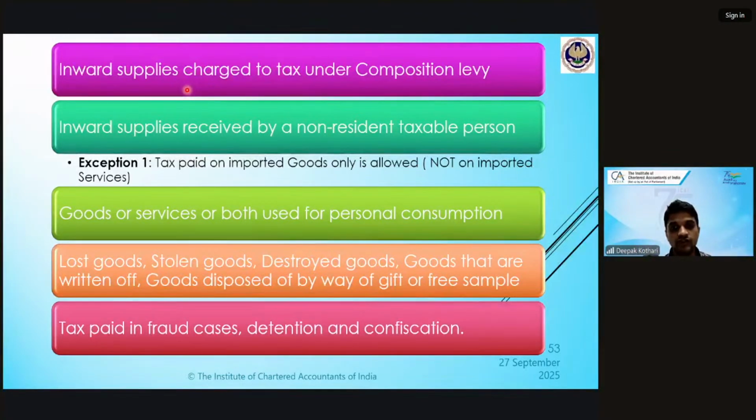Lost goods, stolen goods, destroyed goods, goods that are written off, goods disposed of, or given by way of free sample. So these pharma companies give free samples to doctors. They give free samples to patients, saying please test it. Generally not to patients because patients will be reluctant. They give free samples to doctors for them to prescribe it. So when they supply this, they don't charge anything. That's why it's called a free sample. So on these free samples, on the purchase cost, whatever input tax is involved, they have to calculate that and reverse it because they can't claim the credit on this.